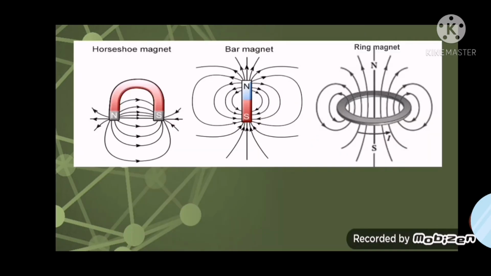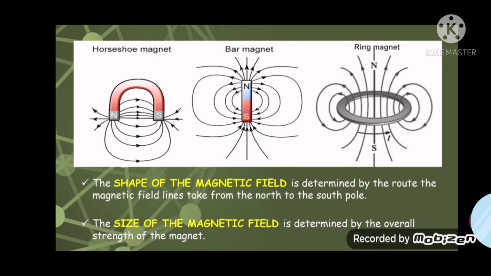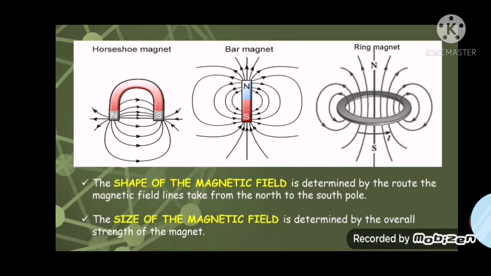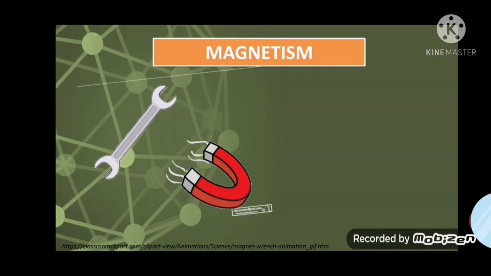And here are the magnetic field diagrams of the different types of magnets. As you can see, the shape of the magnetic field is determined by the route the magnetic field lines take from the north to the south pole. And the size of the magnetic field is determined by the overall strength of the magnet. Next, let's talk about magnetism.